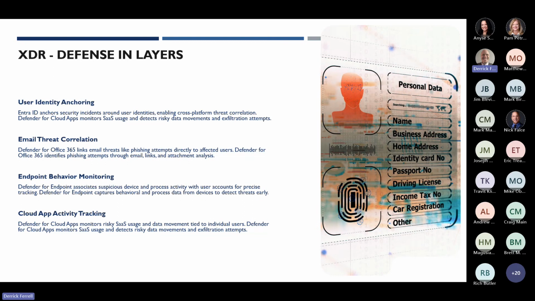We want to layer identity. We want to layer on email protection. We want to layer endpoint protection. We want to layer things like cloud app protection with a product like Defender for Cloud Apps, if possible. Those are all primary components of the XDR. Those are all pieces that are going to do their part in terms of keeping those layers secure, keeping layers intact, and also communicating with each other.